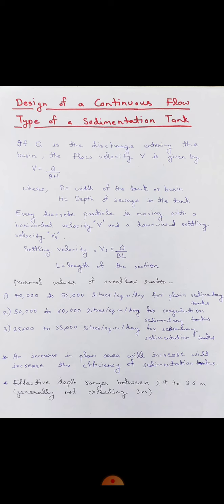Next, effective depth ranges between 2.4 to 3.6 meter, generally not exceeding 3 meter. It means that when you design the sedimentation tank, the depth of the tank should be between 2.4 to 3.6 meter. It should not be greater than 3.6 meter, but generally we take the value up to approximately 3 meter for the depth through which the settling of these effluents will take place.